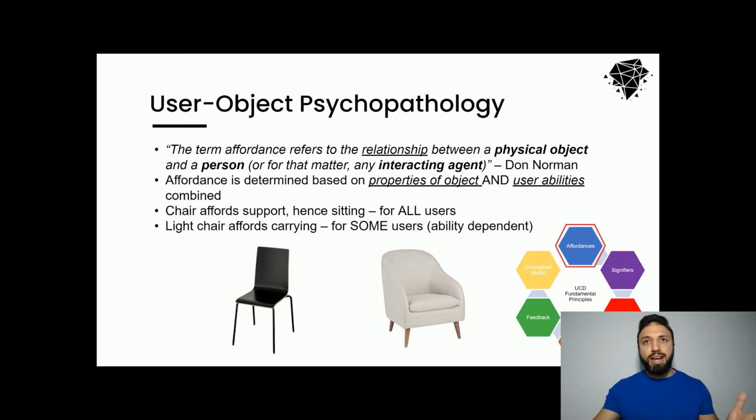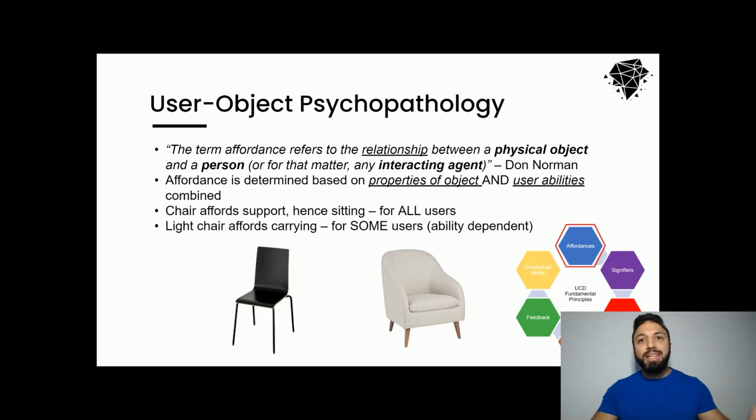So the chair and the human: the human is the user and the chair is the object. So if the chair affords lifting or sitting on by all users, right? Because every user can sit more or less, unless there is a medical reason why not to. But the lifting of the chair is ability dependent. So depending on the user, you need to think, is this chair light enough for that particular user to lift it or not?